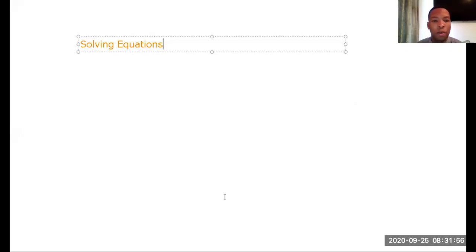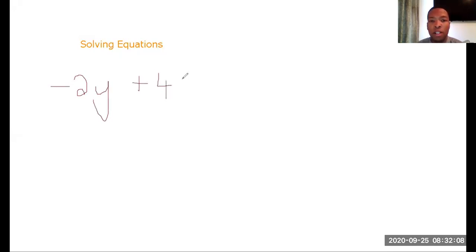All right, so for this part, I want us to go over solving equations. So this is just a review. I'm just going to do one quick problem. So if I have minus 2y plus 4 is equal to 9, right? So if I want to solve this, the goal is to get y by itself, like we normally do.